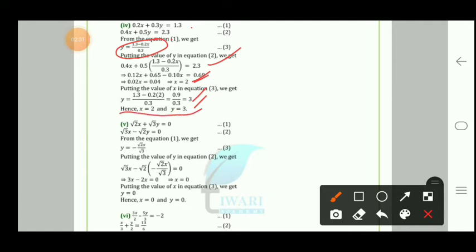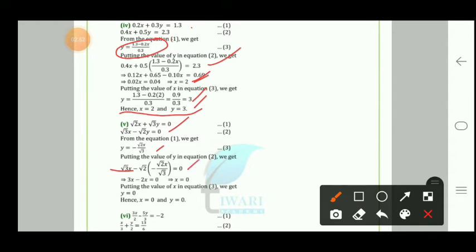Then moving towards question number 5, we have root 2 x plus root 3 y is equal to 0 and root 3 x minus root 2 y is equal to 0. From equation 1 we can write y is equal to minus root 2 x over root 3. Putting this value of y in equation number 2, we get root 3 x minus root 2 into (minus root 2 x over root 3) is equal to 0.